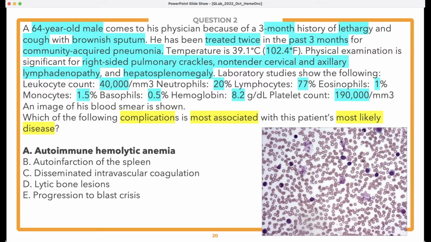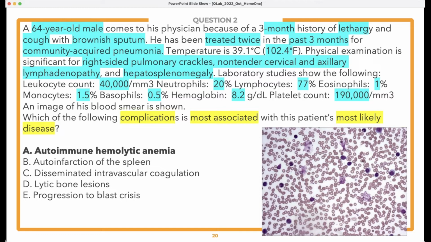Take a look if you selected that. So answer choice E, progression to blast crisis. That is getting more at CML, chronic myeloid leukemia, a little bit different. Answer choice D, lytic bone lesions. That's more common with multiple myeloma, and usually you see the rouleau formation of a lot of red blood cells that are sticking together. Answer choice C, DIC, that's getting at a different condition. We'll talk more about that. And then answer choice B, autoinfarction of the spleen, usually more common in sickle cell.